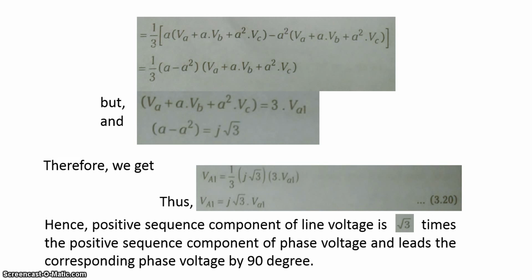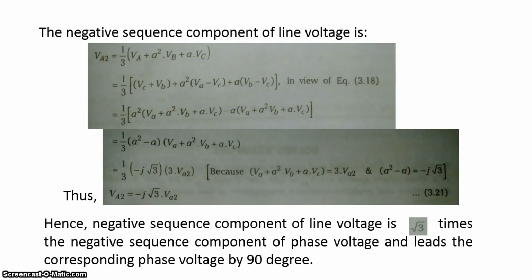But Va plus operator a into Vb plus operator a square into Vc is equal to 3 times of Va1, and a minus a square is equal to j root 3. Therefore, we get Va1' is equal to 1 by 3 times of j root 3 into 3 times of Va1. Thus, Va1' is equal to j root 3 Va1. Hence, the positive sequence component of line voltage is root 3 times the positive sequence component of phase voltage and leads the corresponding phase voltage by 90 degrees.